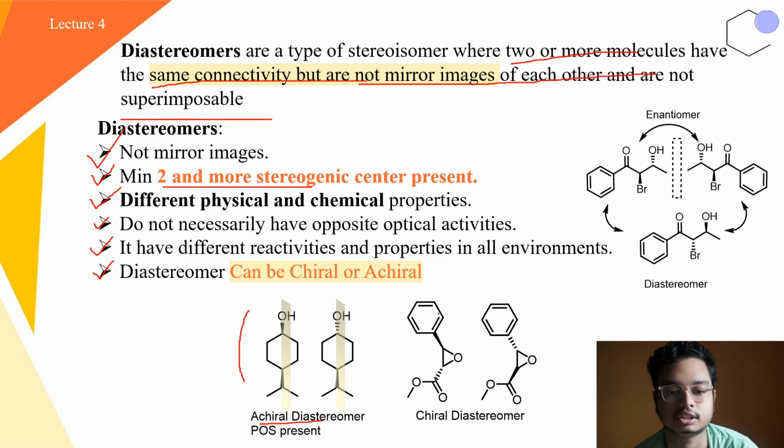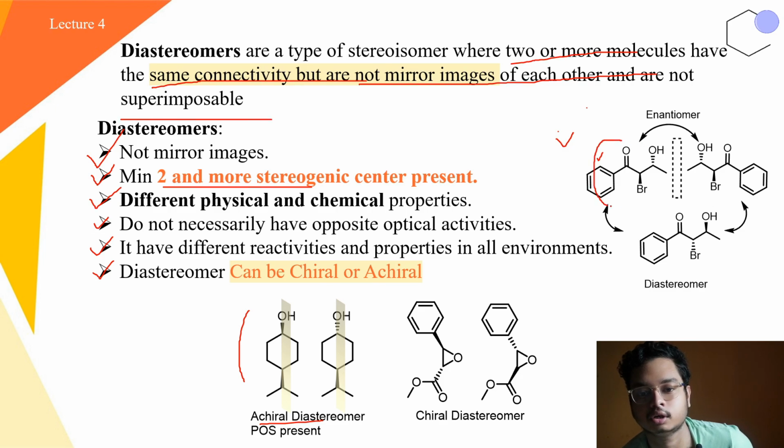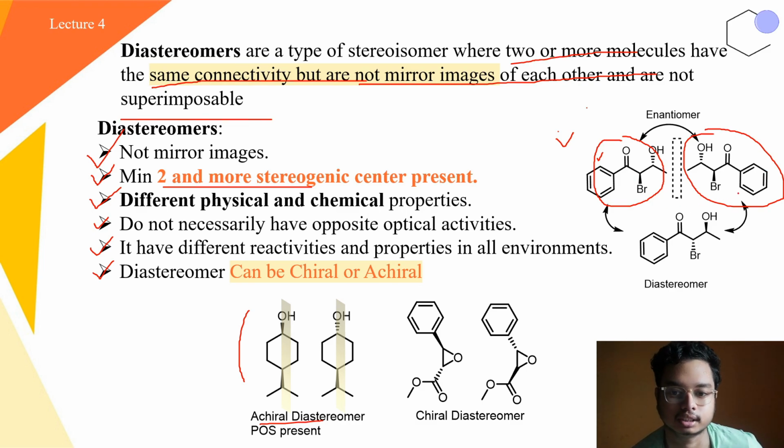However, in this particular diastereomer we can find that it has no plane of symmetry, so it is chiral, but it is a diastereomer. In this figure on my right, you can find a very interesting observation. These two will become non-superimposable mirror images, so we can say this is called an enantiomer.